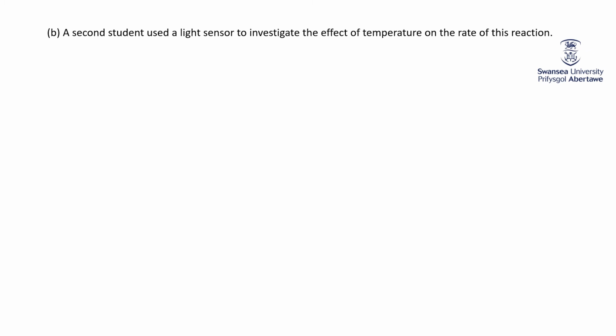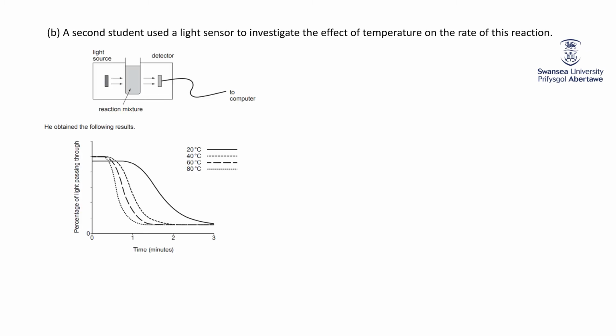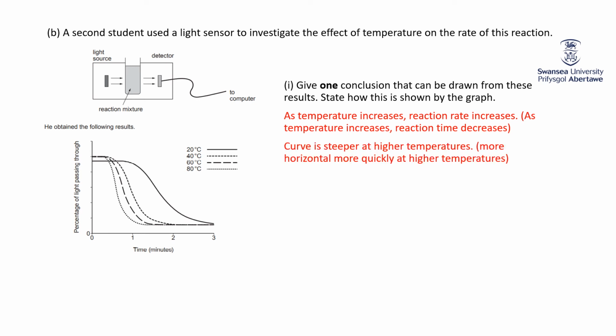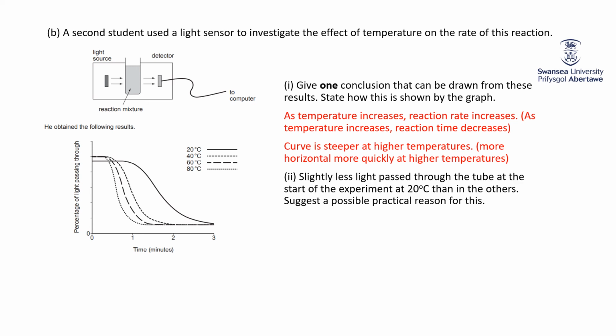The next question is about a student who used a light sensor to investigate the effect of temperature on the rate of this reaction. Here is the setup and the results. So give one conclusion that can be drawn from these results and how it is shown by the graph. So as temperature increases, reaction rate increases. Or as it increases, reaction time decreases. Then the curve is steeper at higher temperatures, and more horizontal more quickly at higher temperatures.